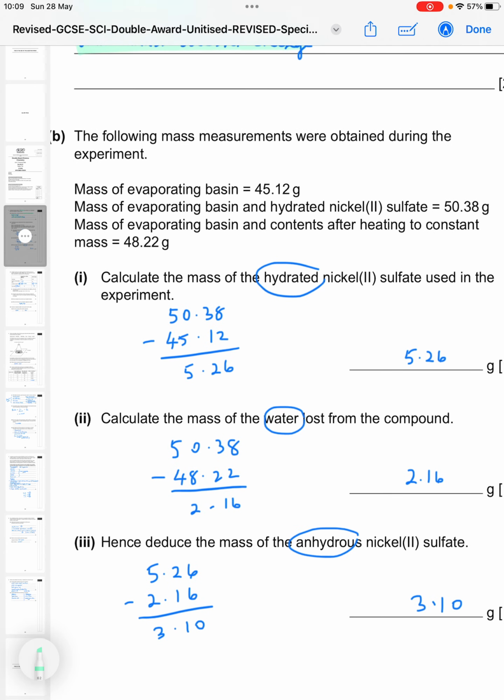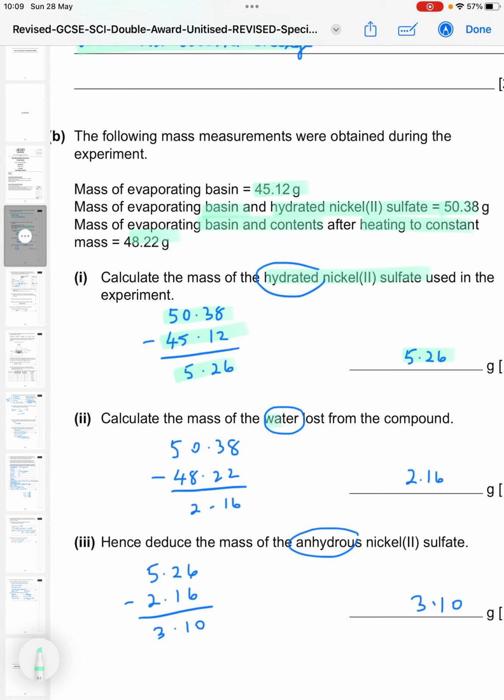And the following mass measurements were obtained during the experiment. The mass of the evaporating basin, 45.12, the basin and the hydrated nickel sulfate, 50.38, and the basin and contents after heating, 48.22, when it's heated to constant mass. Then calculate the mass of hydrated nickel sulfate used in the experiment. So we're taking the mass of the hydrated nickel sulfate and the evaporating basin, which is 50.38, take away the mass of the evaporating basin, which is 45.12, and that gives us 5.26, so 5.26 grams.